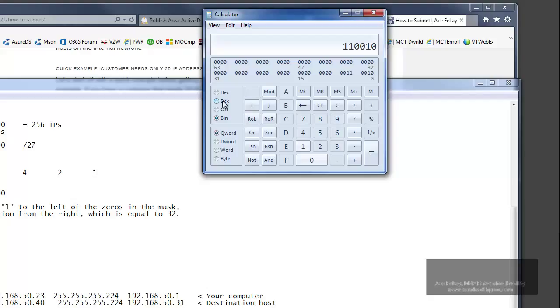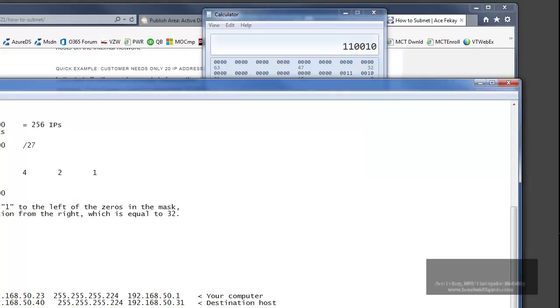Hit binary, and you know what I just did? I used the keyboard. F5 is hex, F6 is decimal, F7 is octal, and F8 is binary. So they are keyboard shortcuts. Now notice the 50 here is only 6 bits, because the left 2 bits are zeros. So what I have to do is pad it with 0, 0, and then paste the number in there.